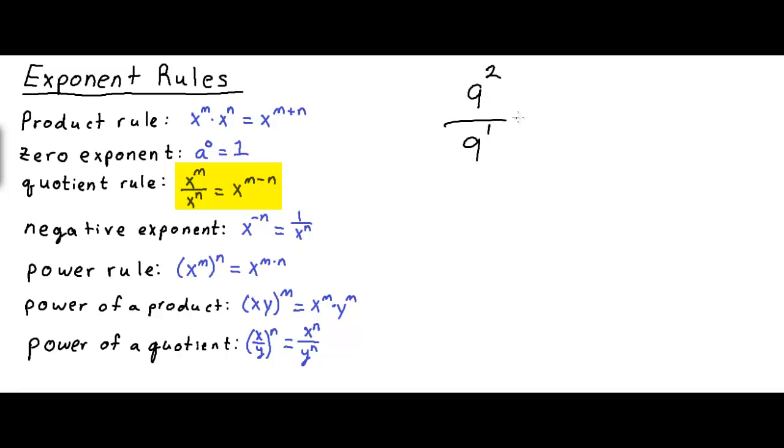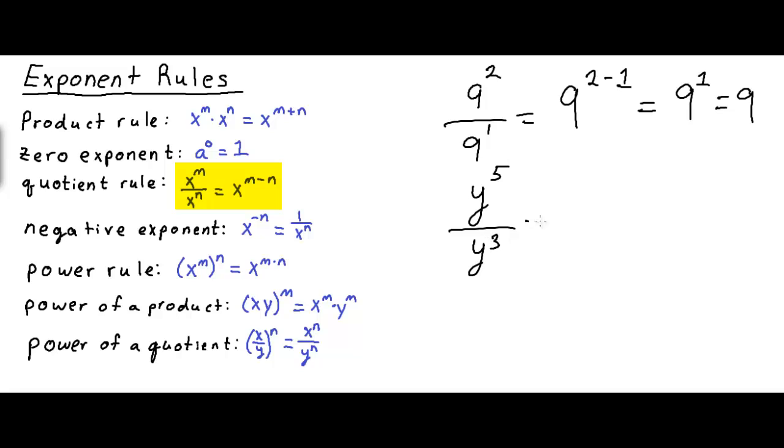All right, again, what we're going to do is subtract these exponents. So we're going to end up getting 9 to the 2 minus 1, which is 9 to the first power, or just simply 9. Let's look at this with variables. If we have y to the 5th over y cubed, that's going to give us, again, we subtract those exponents. So y to the 5 minus 3 gives us y squared.